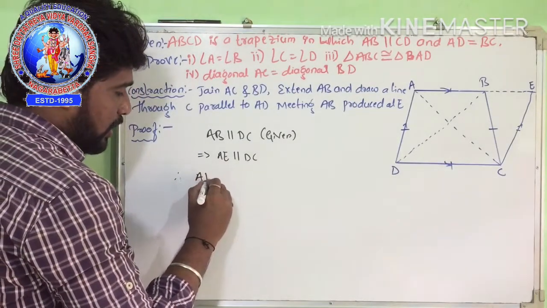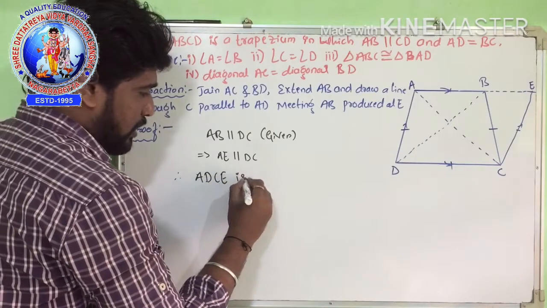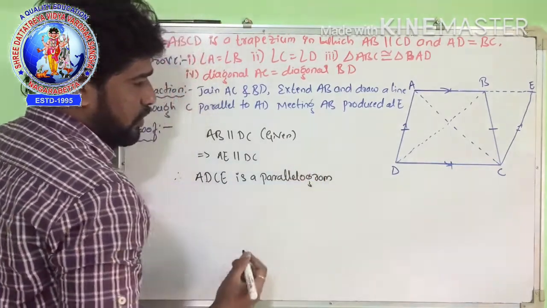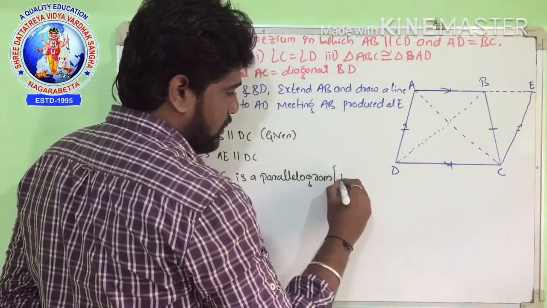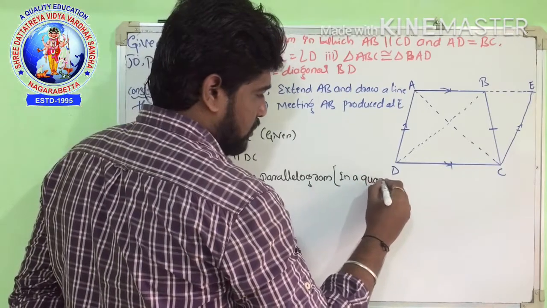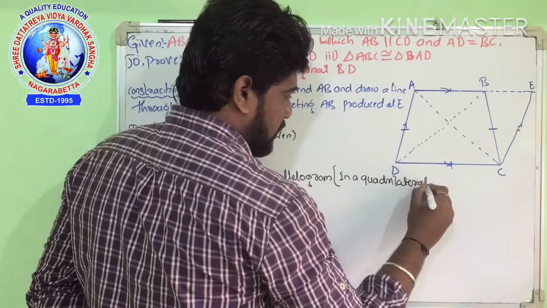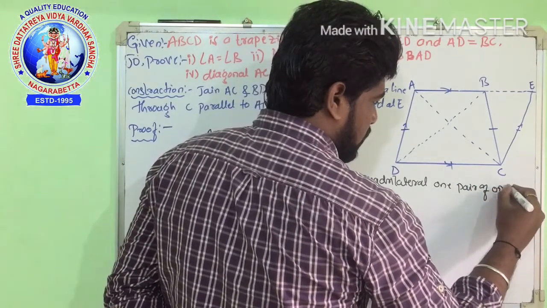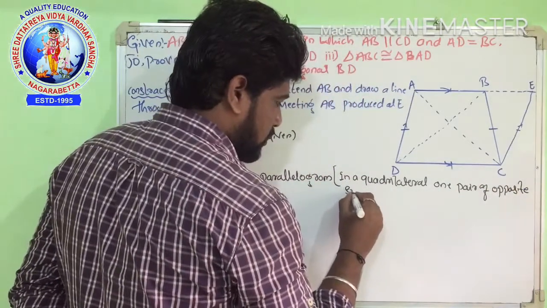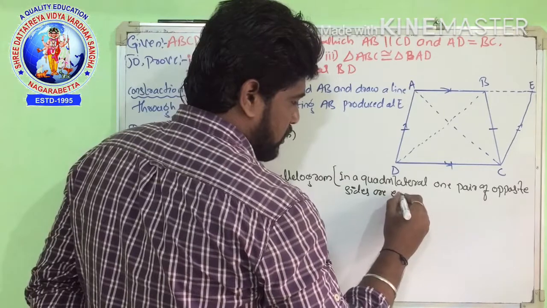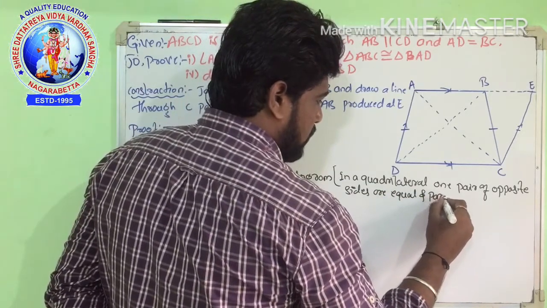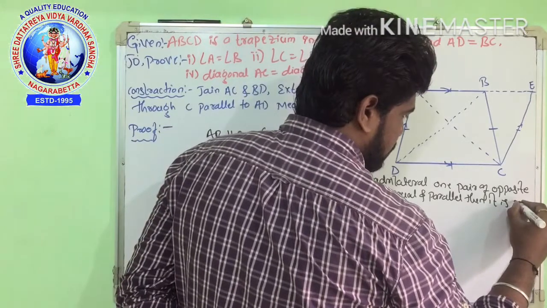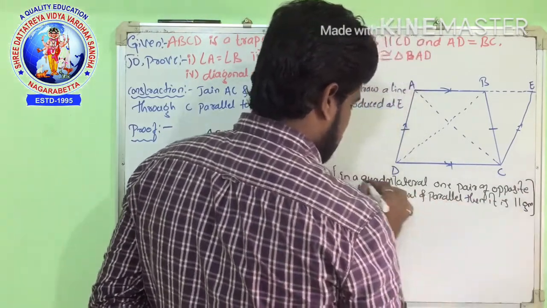So here ADCE is a parallelogram. So reason here: in a quadrilateral, one pair of opposite sides are equal and parallel, then it is a parallelogram.